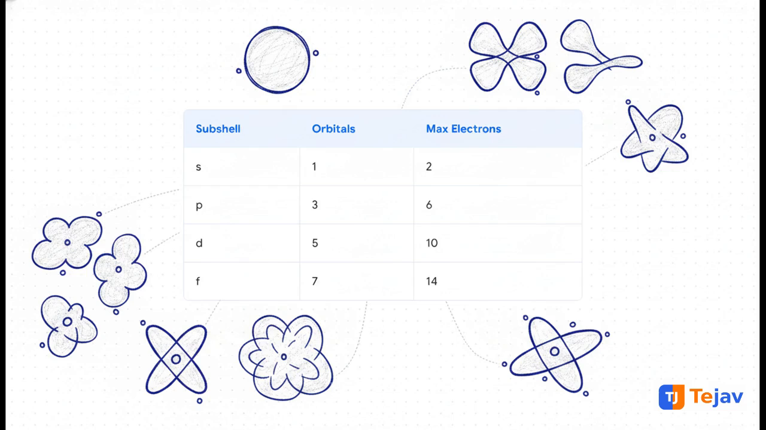Orbitals are organized into subshells. You've got the spherical s subshell with 1 orbital, holding a max of 2 electrons. The dumbbell-shaped p subshell has 3 orbitals, maxing out at 6 electrons. Then the d holds up to 10, and the f holds up to 14. Just lock those maximums into your brain right now: 2, 6, 10, and 14.